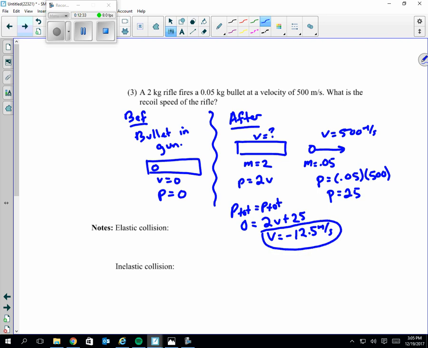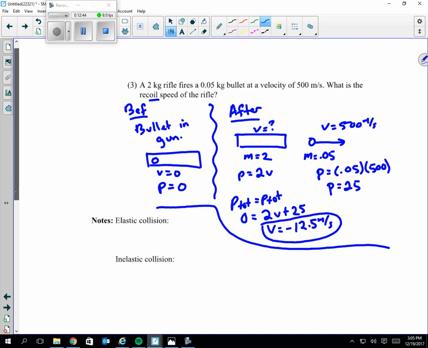Word up here, recoil. Recoil means it shoots backward. That's what happened with a gun. Bullet gets pushed forward, the gun gets pushed backwards.